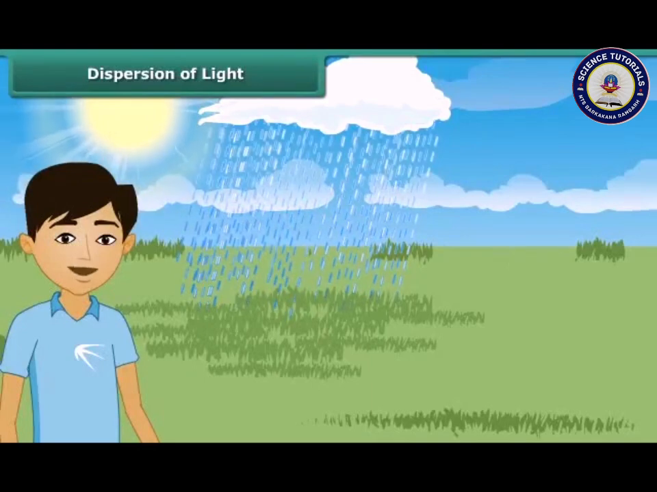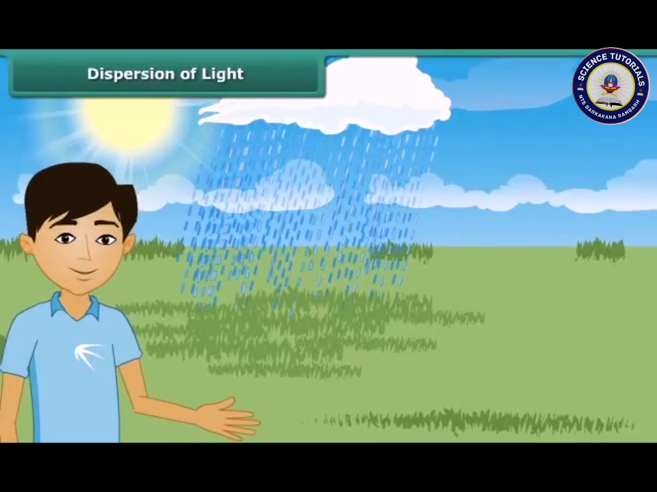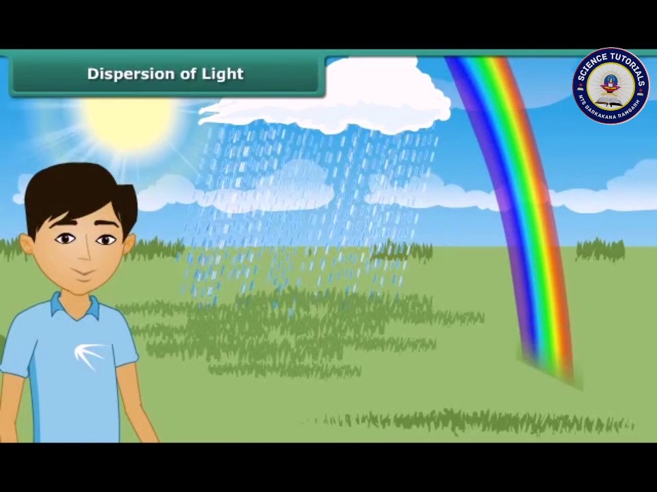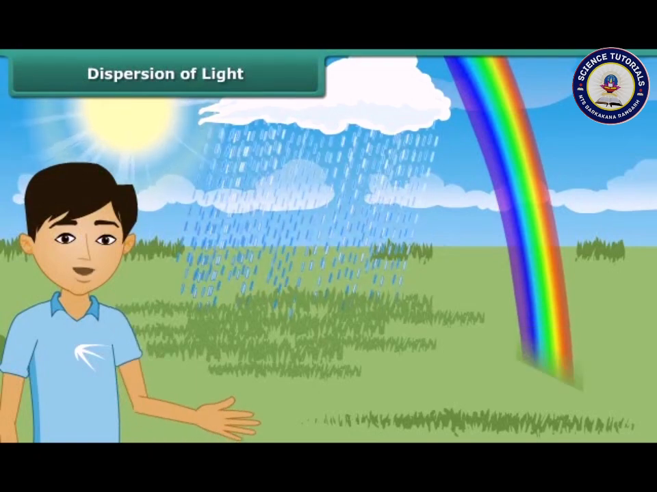What do we observe in the sky after rainfall? Yes, a beautiful multiple-colored rainbow. But where did all these colors come from?